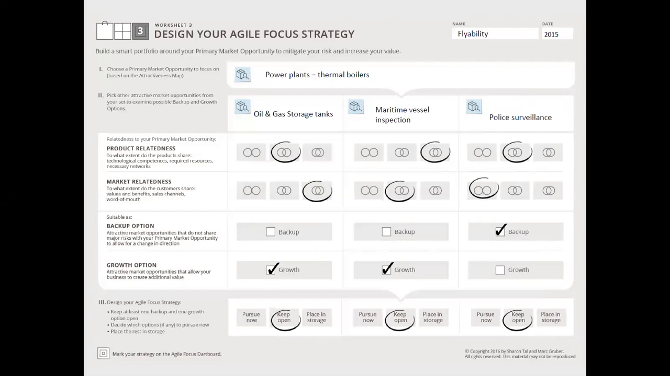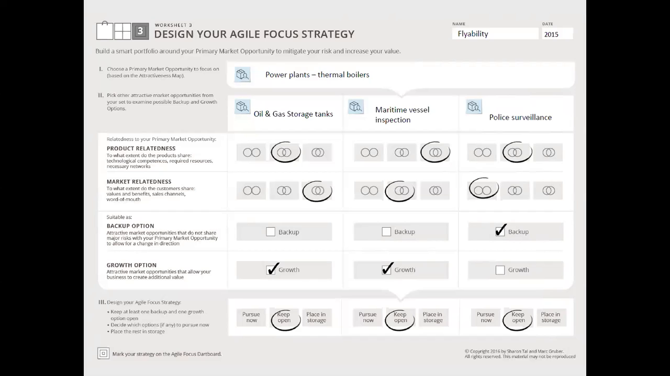So for example, for this opportunity, the product was somewhat related, but the market was completely unrelated to the thermal power plants. This is because these markets did not share the same risk and the same showstoppers. They decided that it's valuable as a good backup option, and they decided to keep it open as well.